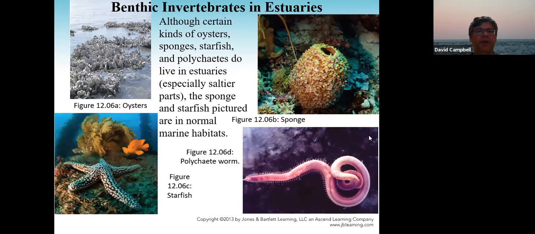There are various types of benthic invertebrates. Again, they have to tolerate the changing salinity conditions. Starfish tend to be a little limited there. There are a few types that put up with lower salinity, but not too many. The picture of the starfish and the sponge are definitely out in open, normal ocean, not actually in an estuary.